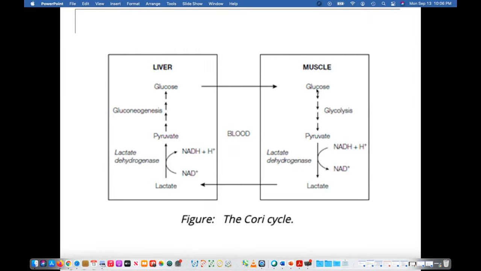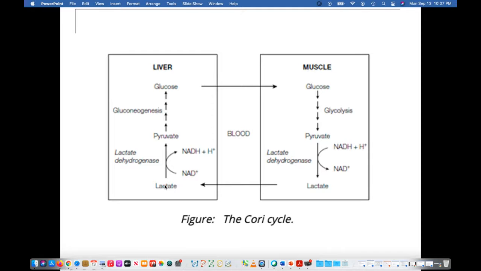So here, let's say we have glucose. The person is exercising, so we need energy. The process of breaking down glucose into pyruvate is called glycolysis. Now, pyruvate can go into the mitochondria, assuming you have oxygen available. If oxygen is not available, pyruvate is converted to lactate through an enzyme called lactate dehydrogenase. Lactate is going to go into the blood and find its way into the liver.